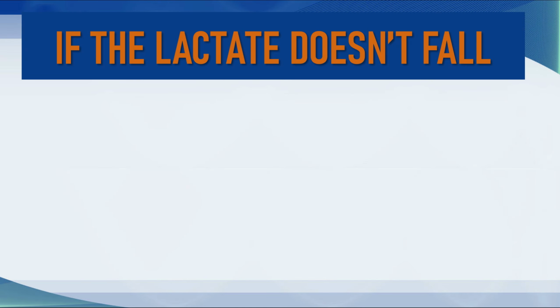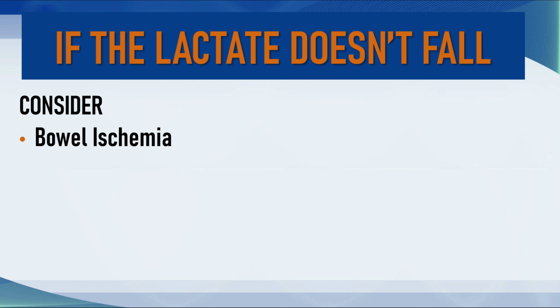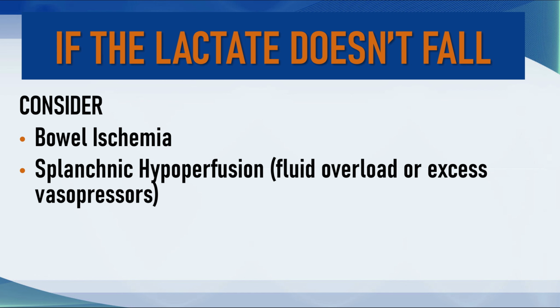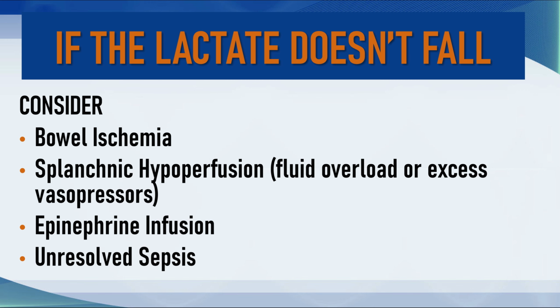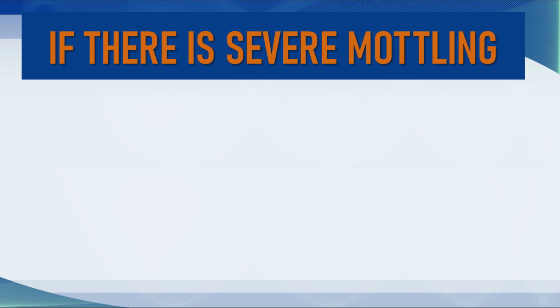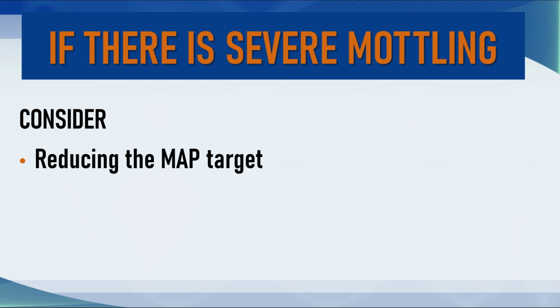If the lactate does not fall, consider bowel ischemia, splanchnic hypoperfusion, which may have been caused by fluid overload or excess vasopressors. Sometimes you'll see a hyperlactatemia purely from an epinephrine or adrenaline infusion or from unresolved sepsis. If there is severe mottling, consider reducing the MAP target.